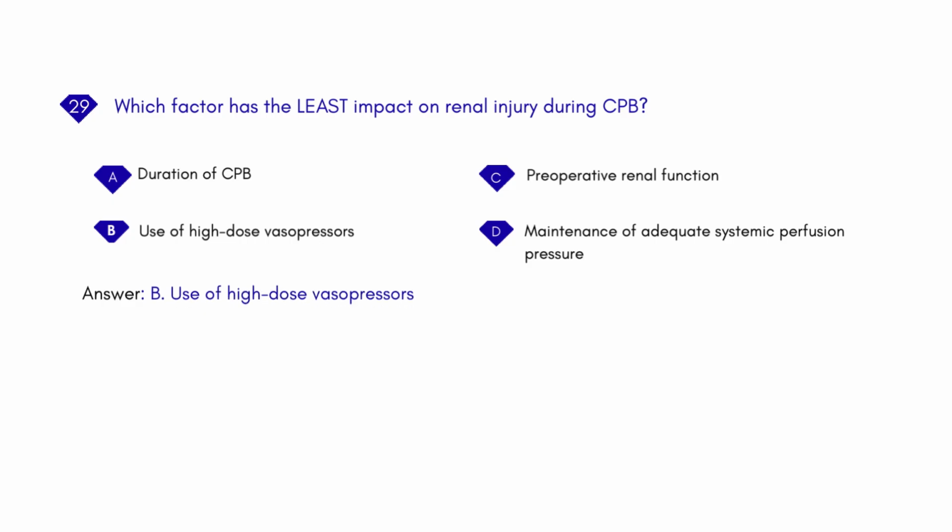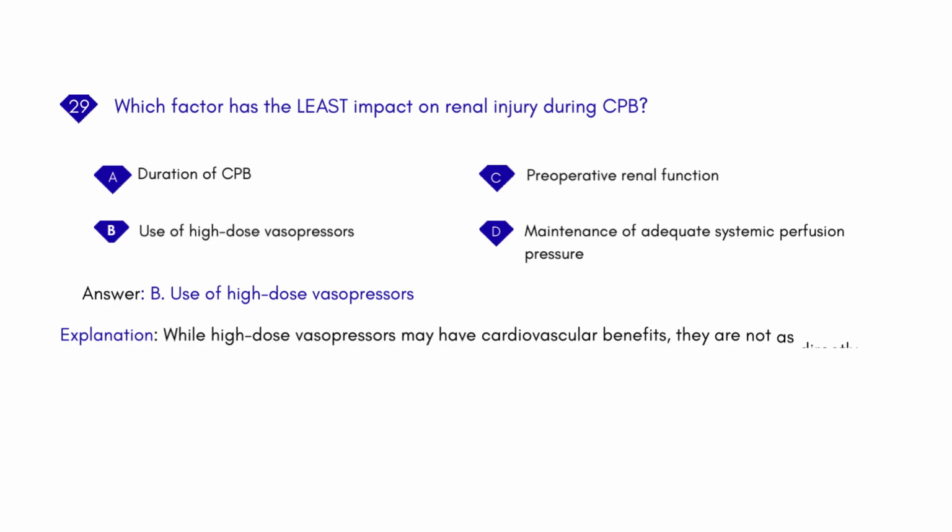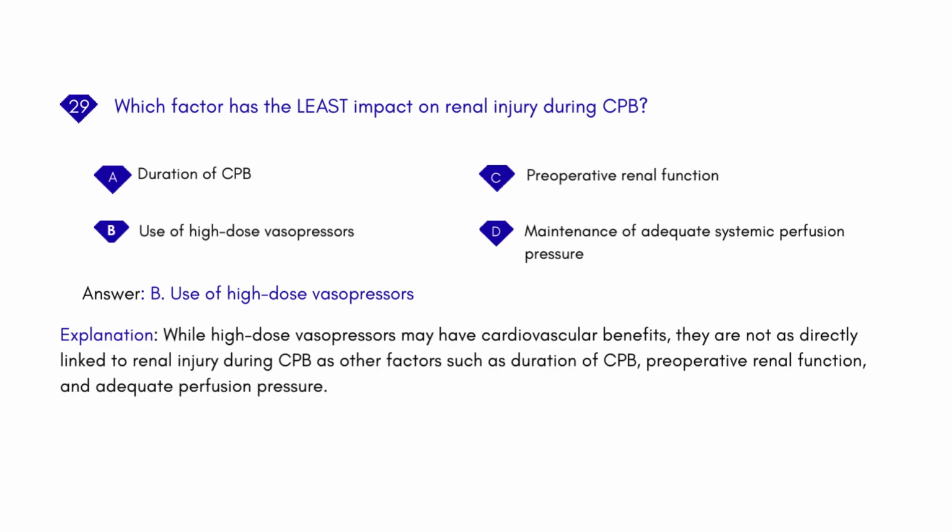Answer: B. Use of high-dose vasopressors. Explanation: while high-dose vasopressors may have cardiovascular benefits, they are not as directly linked to renal injury during CPB as other factors such as duration of CPB, preoperative renal function, and adequate perfusion pressure.